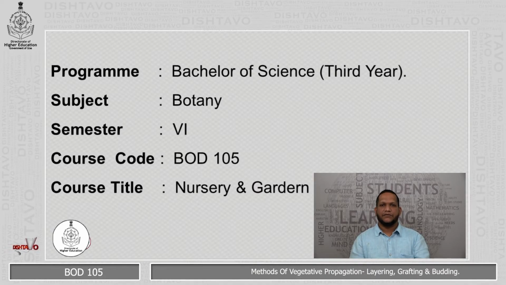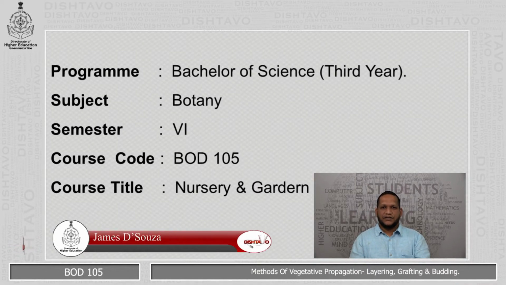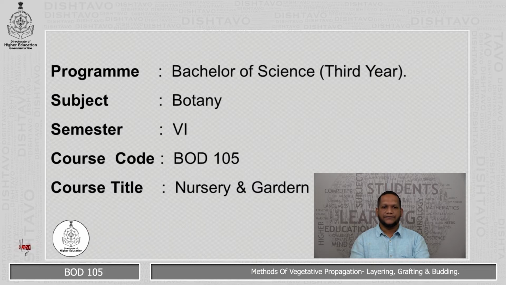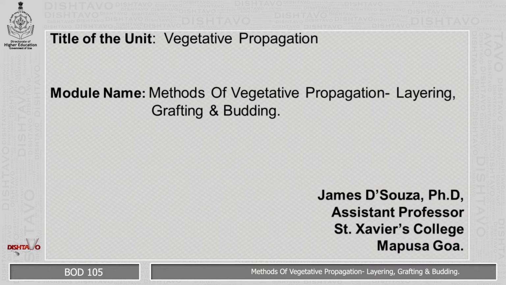Welcome students, I am Dr. James D'Souza, Assistant Professor, St. Xavier's College, Uppsala. Today's program is for Bachelor of Science, third year, subject Botany, semester 6, course code BOD105, course title Nursery and Garden Techniques. Title of the unit: Vegetative Propagation. Module name: Methods of Vegetative Propagation, Layering, Grafting and Budding.